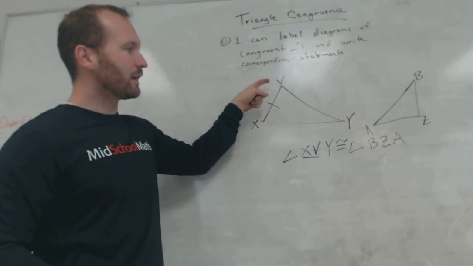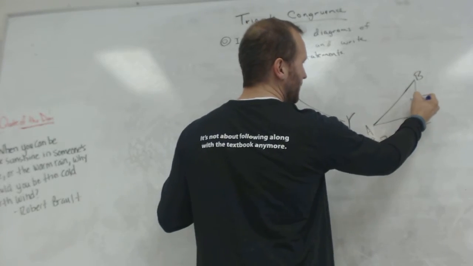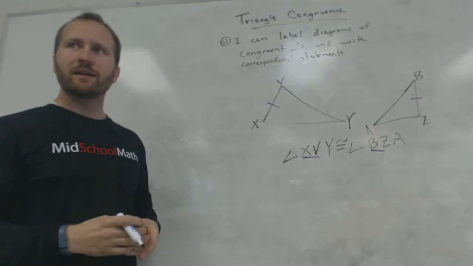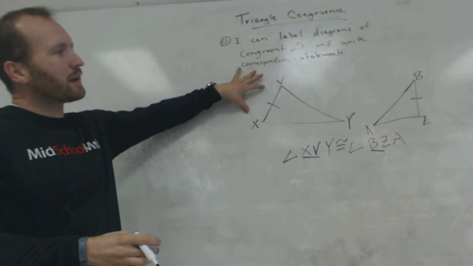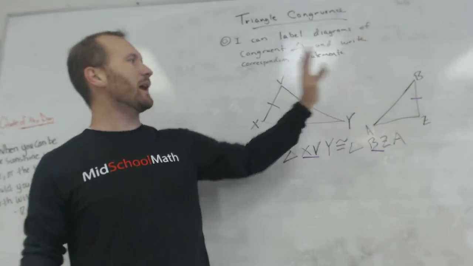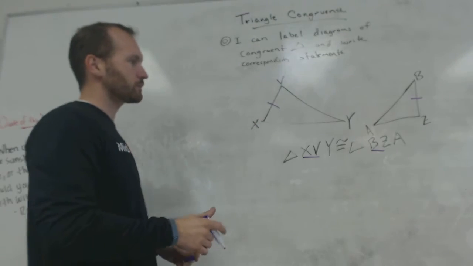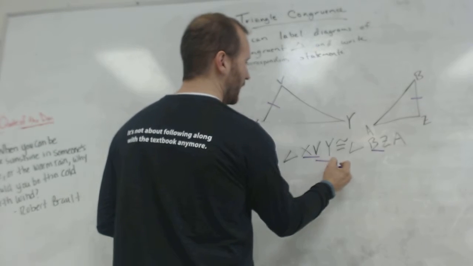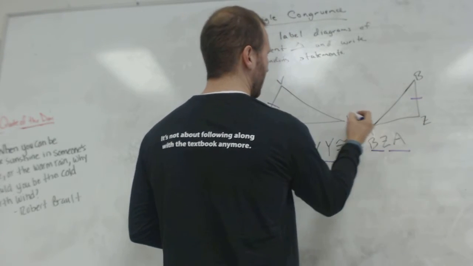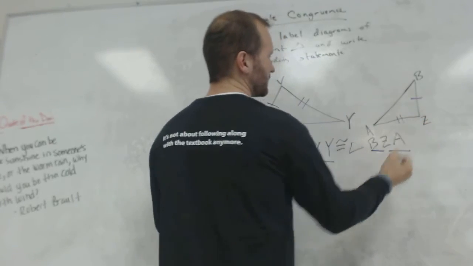XV is going to be the same as the first line segment named here, BZ. Yeah. Right? So this is one of those triangles where this version of it is flipped around and upside down from this one. VY is the same. Oh, okay. I see that. Yeah, VY is the same as ZA.